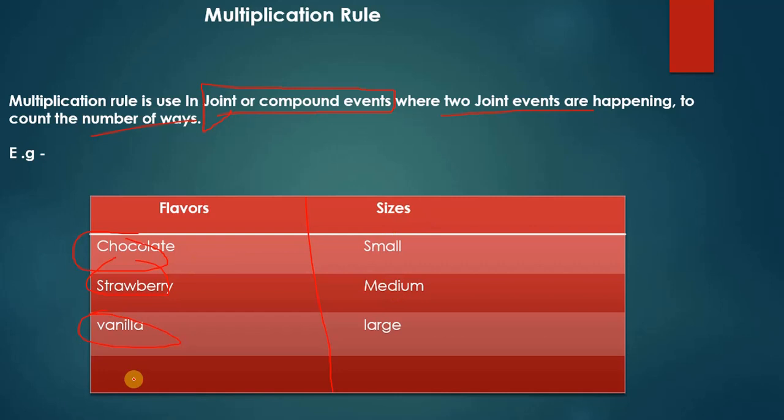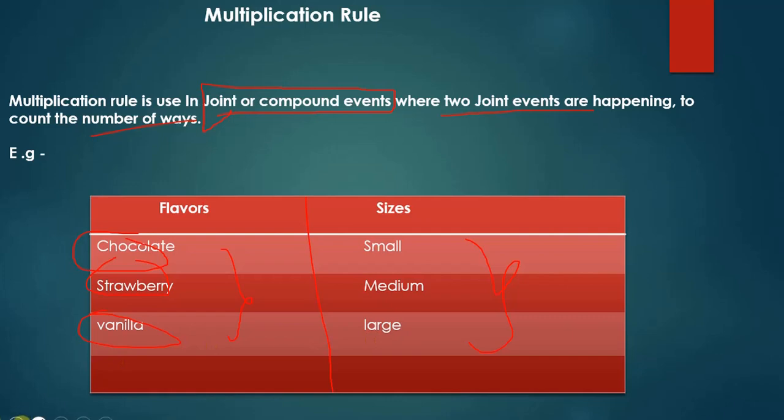But what will be the faster way? Directly, 3 flavors and 3 sizes. So 3 times 3 equals 9. These are joint events connected to each other. Chocolate has three options, strawberry has three options, vanilla has three options. 3 times 3, or 3 threes. There are three groups, one each for chocolate, strawberry, and vanilla.